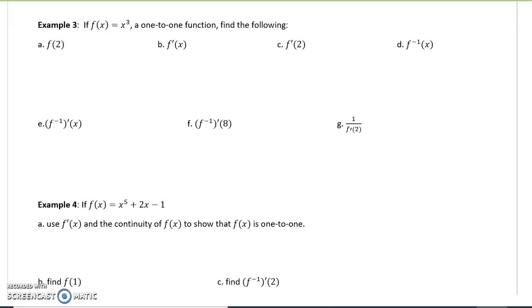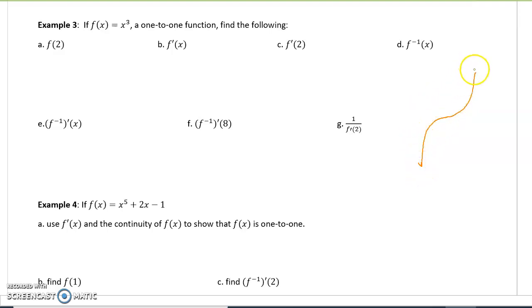Continuing on with our discussion of inverse functions, example 3 asks, if f of x is x cubed, a one-to-one function, find the following. Well, okay, first of all, let's talk about why this is a one-to-one function. X cubed, you should already know, looks kind of like this.